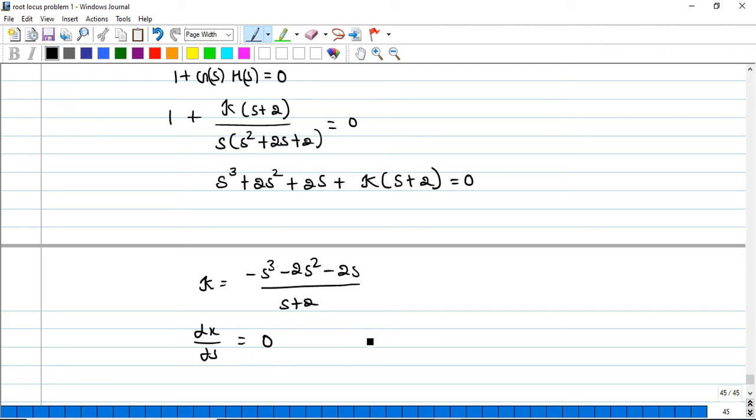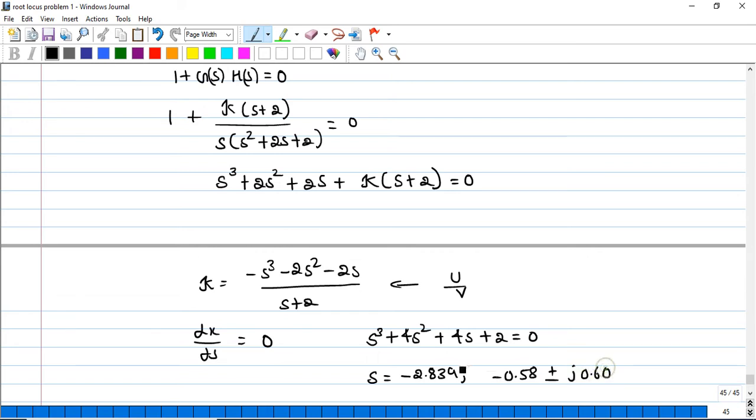I will directly write the equation. I will be getting s cubed plus 4s squared plus 4s plus 2 is equal to 0. So please follow the u by v rule and do the differentiation, and this will be your final equation. For this cubic, you can use a calculator to solve. I will be getting s is equal to minus 2.839, followed by minus 0.58 plus or minus j 0.60. So these are the three roots that I will get after solving this equation.